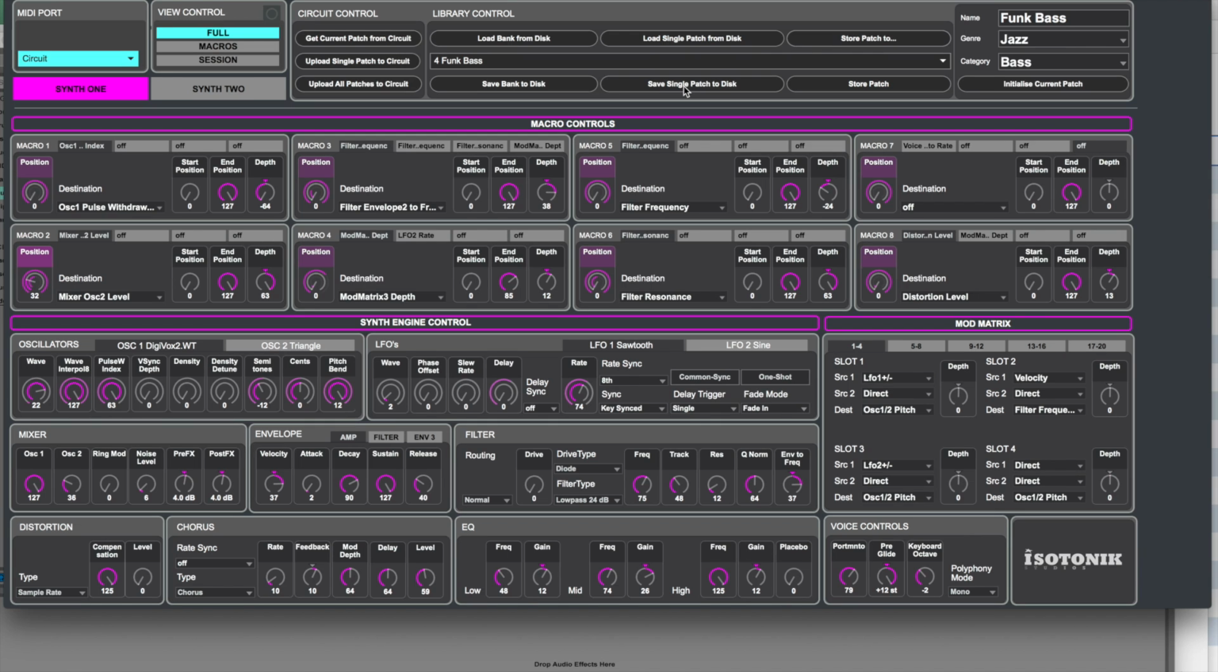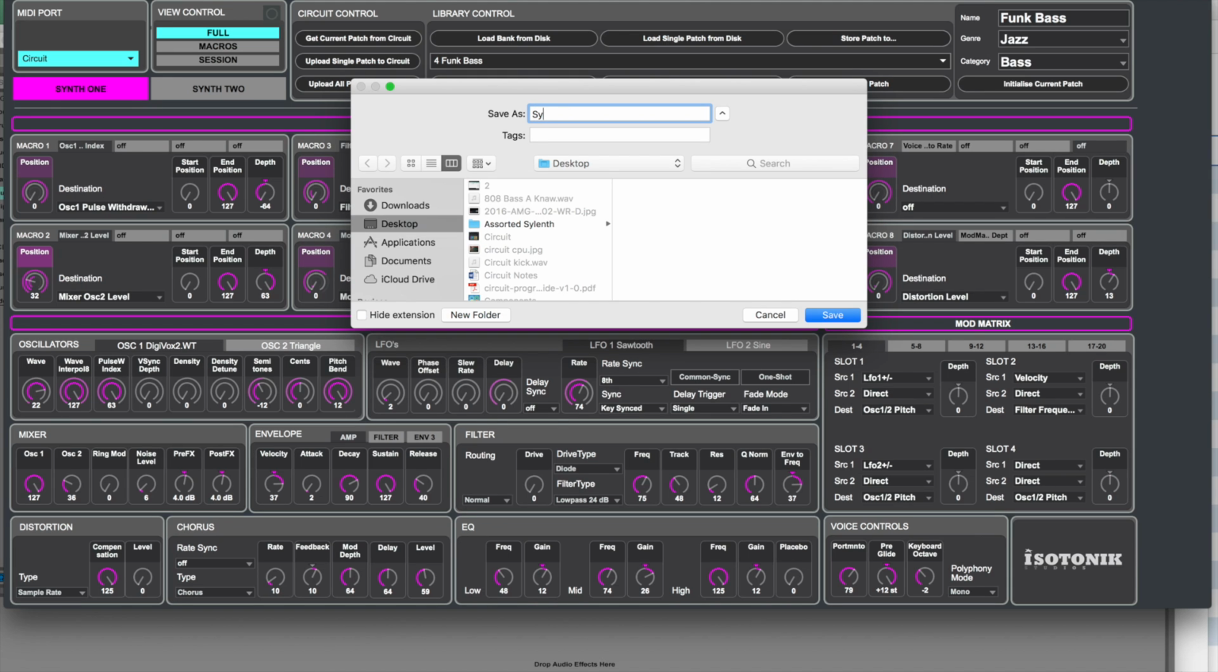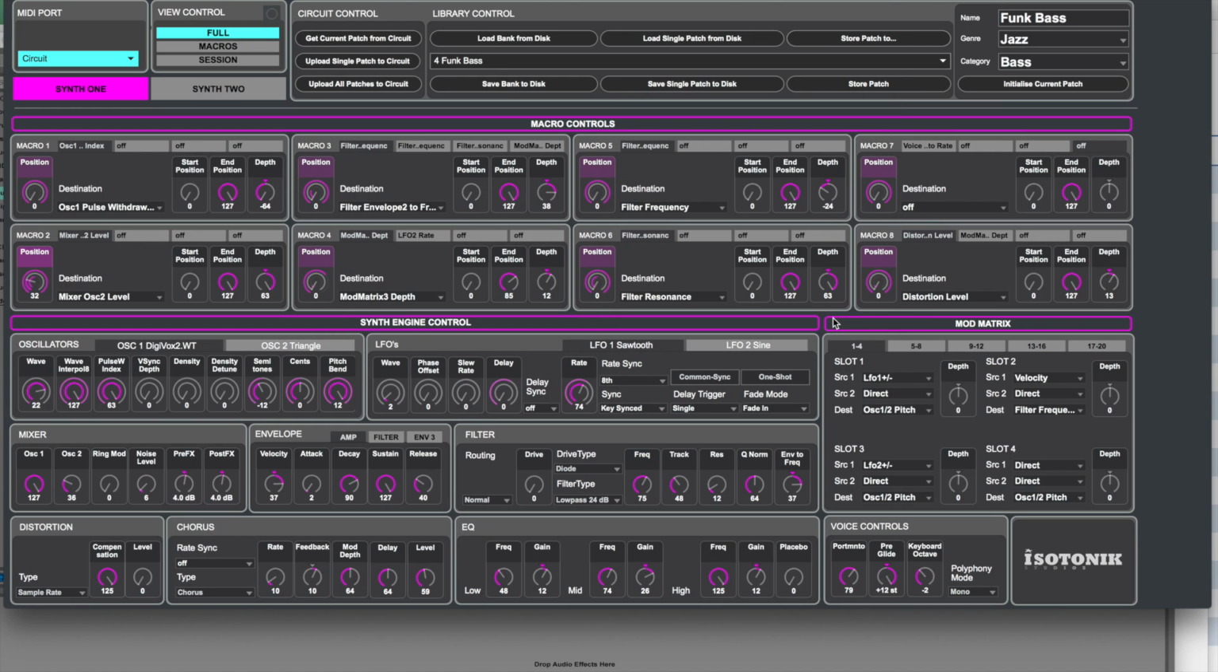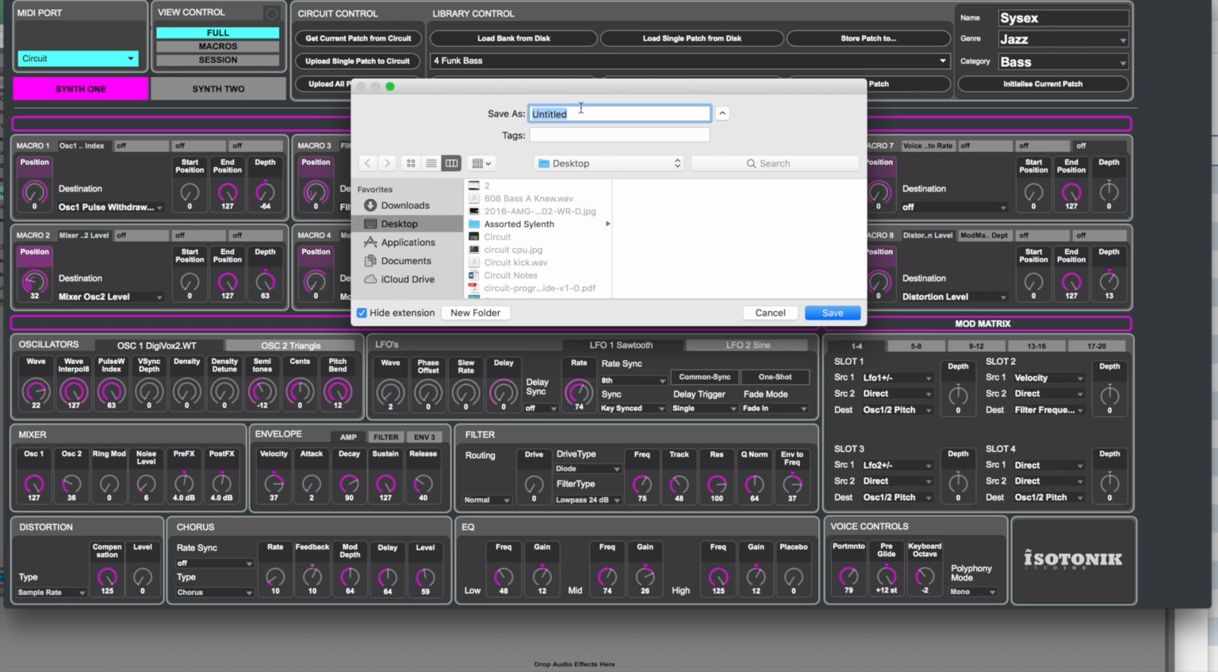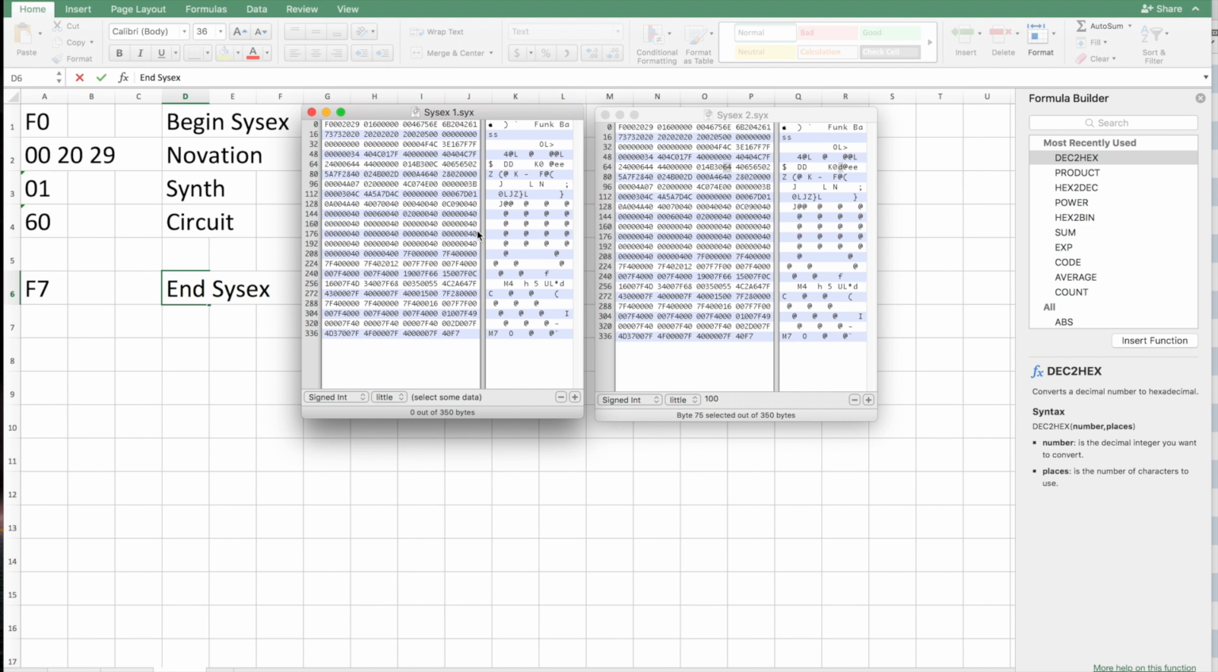The way you would save this stock sound to your desktop is by clicking on Save Single Patch to Disk. Then I'm going to change the resonance setting here and save it again, and we'll examine those two files and see what happened. I'm changing the resonance to 100, and I'm going to change the name to Sysex. Okay, I should tell you that this editor that I'm using to view and edit the Sysex files is called Hex Fiend, if you want to get a hold of that.